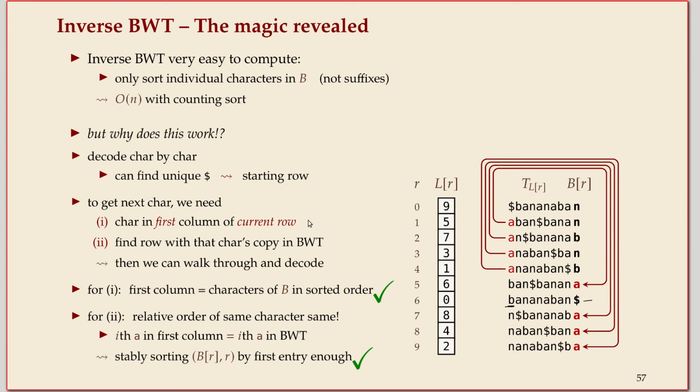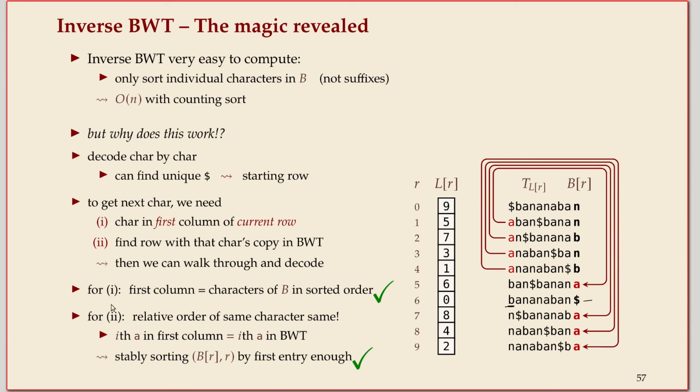So that's the first step. Given a current index in this matrix, we have to find the first character in that row. And the second step is we have to find the next row to jump to, and that means we have to go from the $ back here to the B, but we have to find the right row where this B occurs again in the BWT, so that we can continue with the same step, walking backwards. How can we do this?